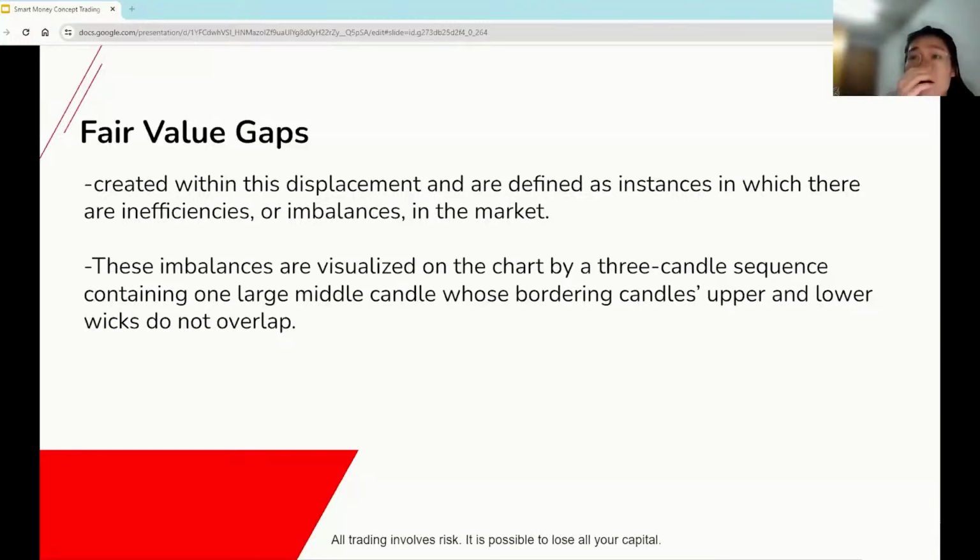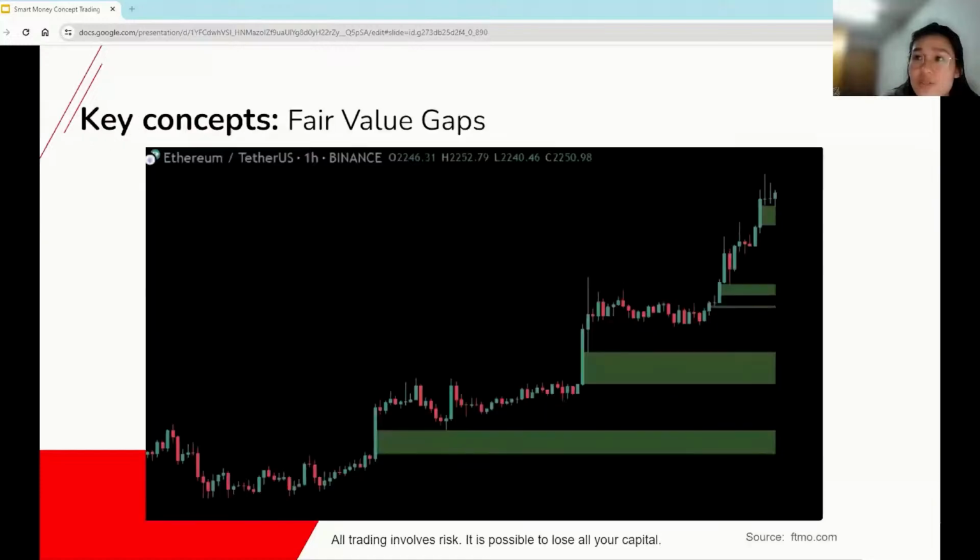Here our example is that it's created within this displacement and are defined as instances in which there are inefficiencies or imbalances in the market. These imbalances are visualized on a chart by a 3-candle sequence containing one large middle candle whose bordering candles' upper and lower wicks do not overlap. Now, I'll show you what we mean here.